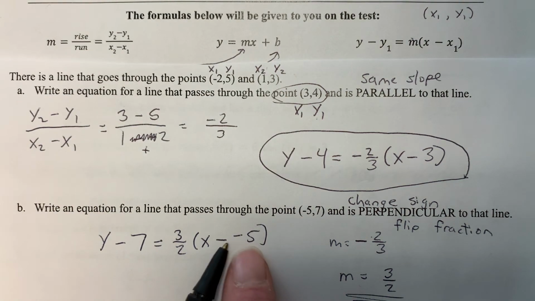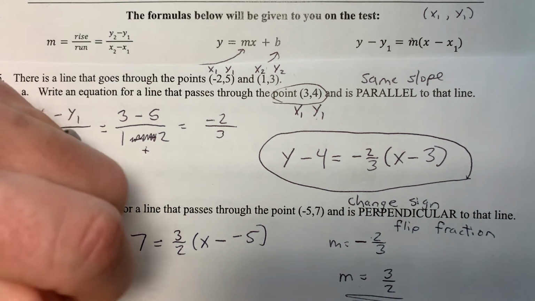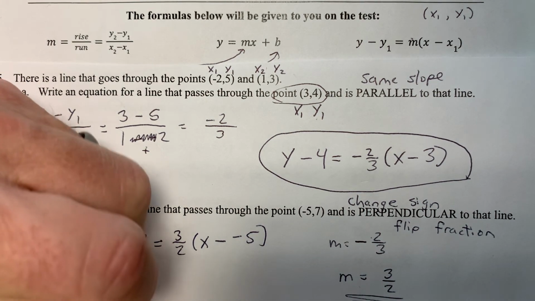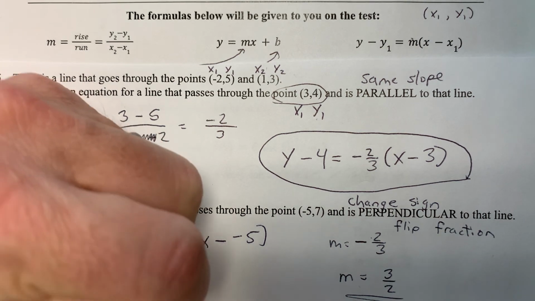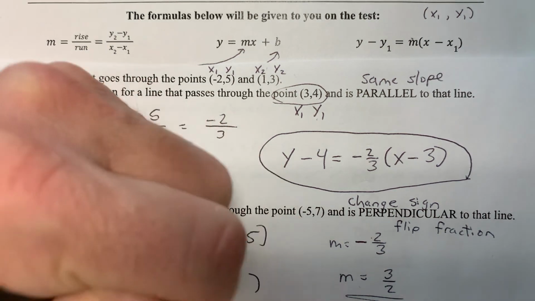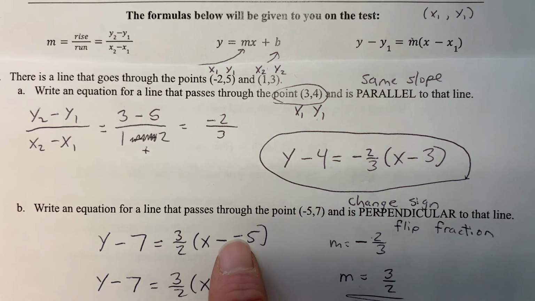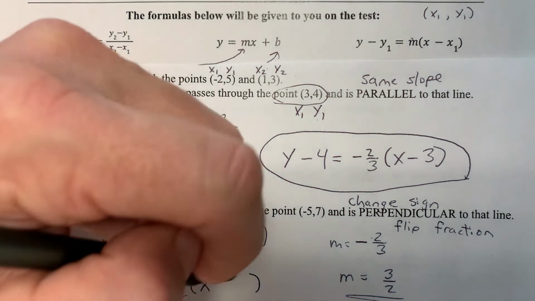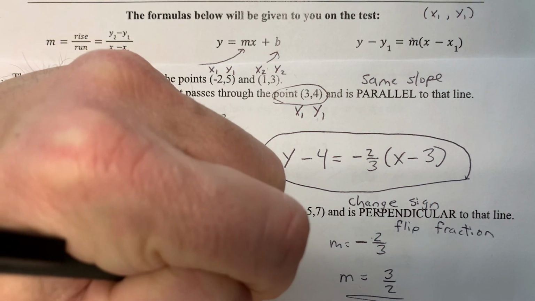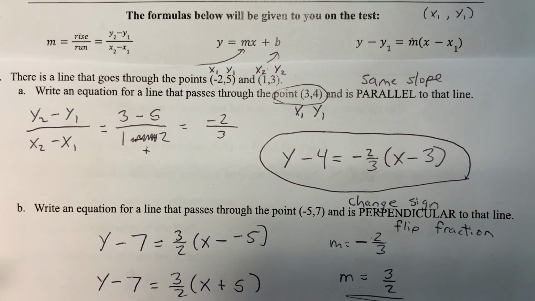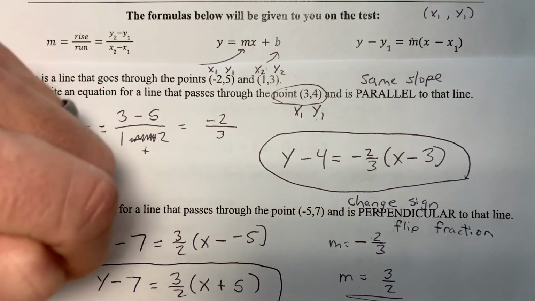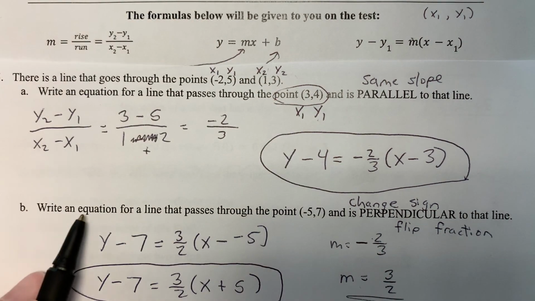And again, we have two negatives in a row. So we shouldn't write our final answer like this. We should make that look a little nicer. So let's go y minus 7 equals 3/2 x. And if we have two negatives right next to each other like this, that turns into a positive. So plus 5. This is just a nicer way of writing it. So we're going to write this as our equation for this line.